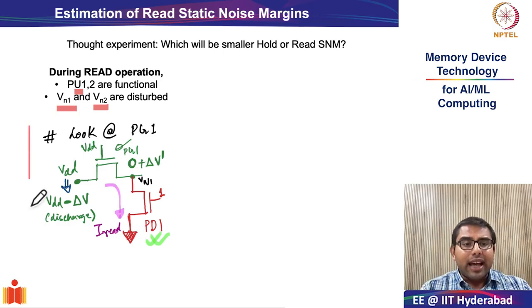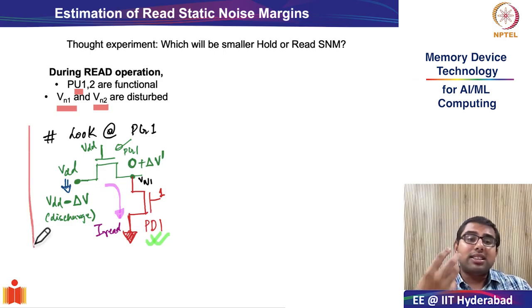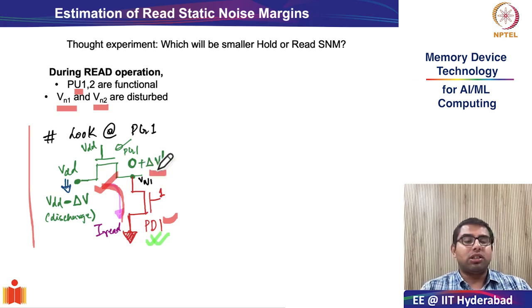And this is a diagram that we had used to calculate the cell ratio and show how the operation of non-destructive read happens. I'm just recapping it again for you. The pull-up transistor is not operational at all. What is operational is the pass gate, the PG transistor, and the PD transistor, and the read current flows from the PG transistor to the PD transistor, therefore disturbing VN1 to 0 plus delta V dash, right?